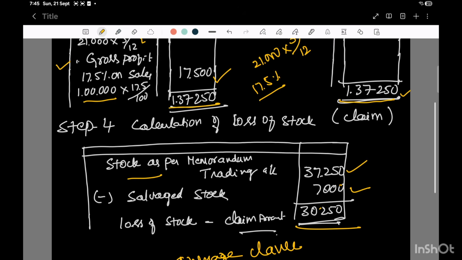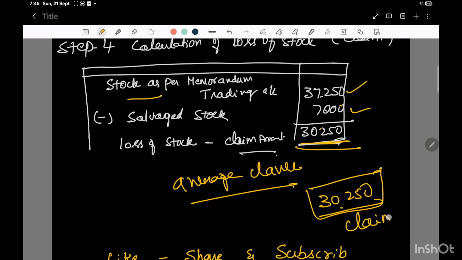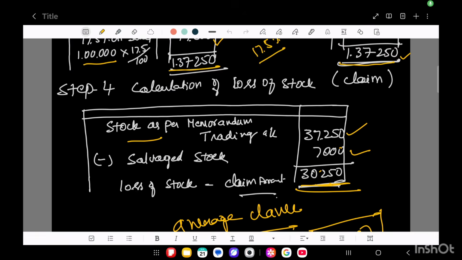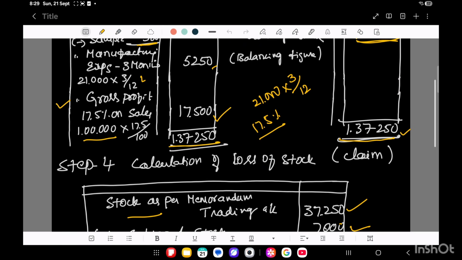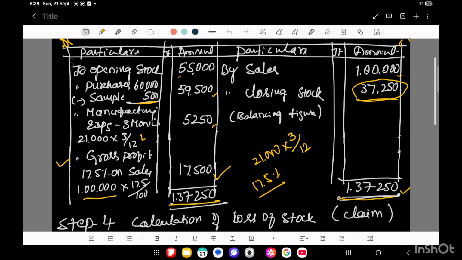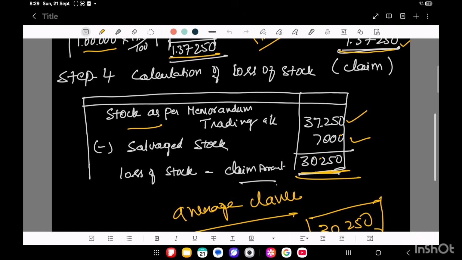But here no information is available with regard to the policy amount. So whatever the loss of stock is, that itself is the claim amount. This is how we are going to find it. I hope it is clear about the process of calculation of claim amount. If you need any further adjustment, you can raise it in the comments, so that I'll try to solve problems related to such important concepts that you need for calculation of claim amount.